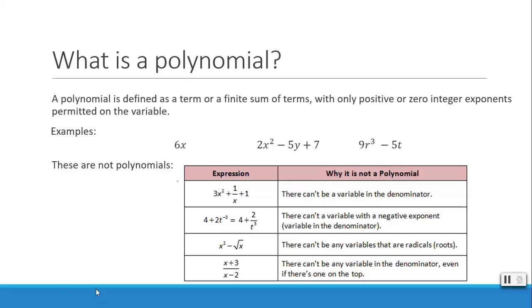Let's talk a little bit about polynomials. So a polynomial is defined as a term or a finite sum of terms with only positive or zero integer exponents permitted on the variable.